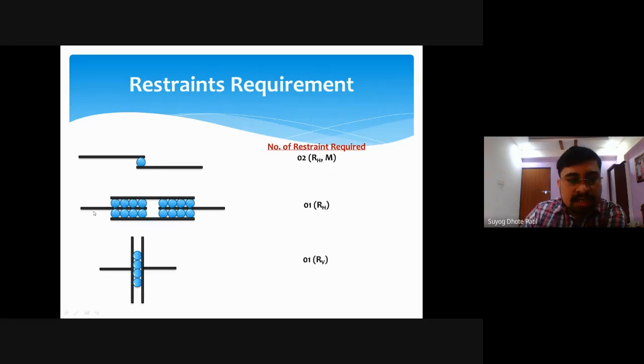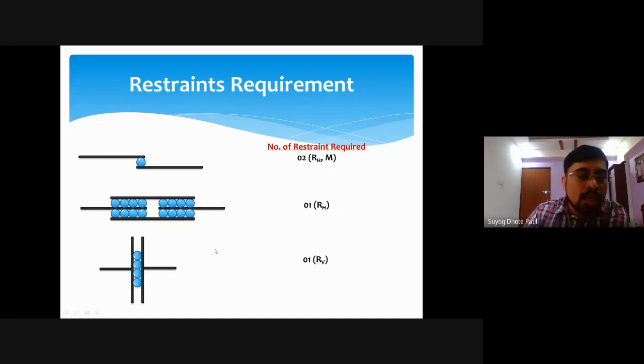Second, this is a beam, and this is the upper platform, this is the lower platform, and these are the number of rollers. By seeing this assembly, we can predict that these platforms or beams can move in the horizontal direction only. No vertical displacement is possible, no rotation is possible. So we have to restrict only horizontal movement. So only one reaction is required. So r dash value will be only 1. So that will be your horizontal reaction.